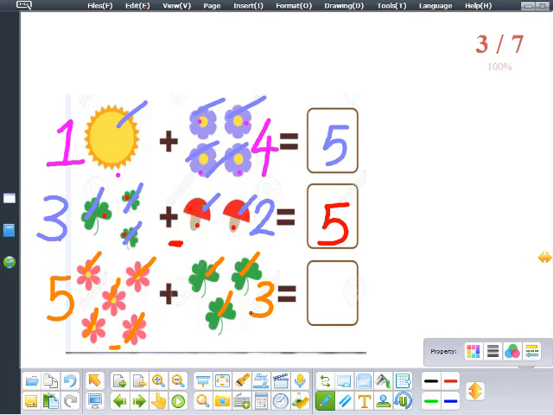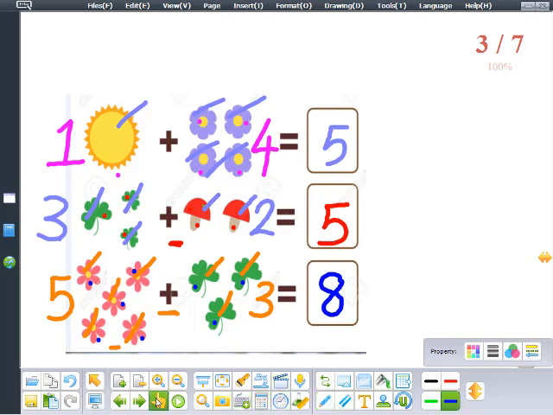So here we have 5 and here we have 3, and this is which sign? Plus. And when we find plus, we add. So 5 plus 3 equals how many? Now let's count all of them. 1, 2, 3, 4, 5, 6, 7, 8. How many all of them? 8. Well done. Is it clear?